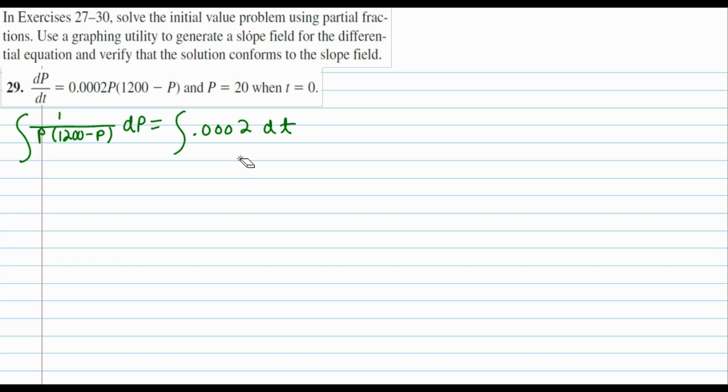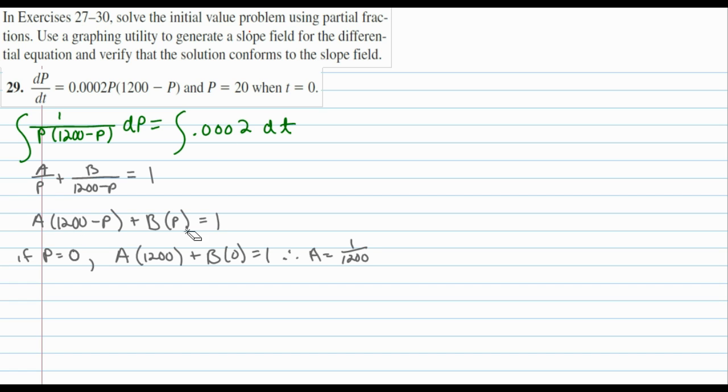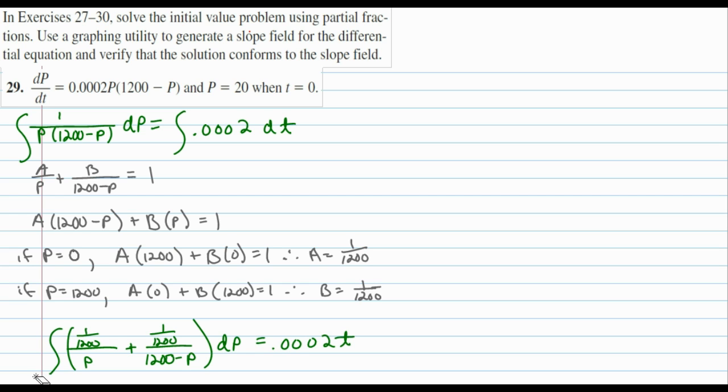Now we're going to take the antiderivative, but I'm going to use partial fractions here first, which means that A over p plus B over 1200 minus p will equal the old numerator 1. So then if we were finding a common denominator, that means that A times (1200 minus p) plus B times p equals 1. So if p equals 0, B gets multiplied by 0, and A would equal 1/1200th. If p was 1200, A would get multiplied by 0, and then B would also equal 1/1200th. Which means I'm taking the antiderivative of 1/1200th over p plus 1/1200th over 1200 minus p dp.